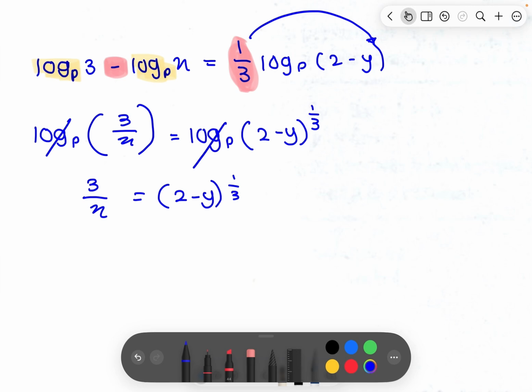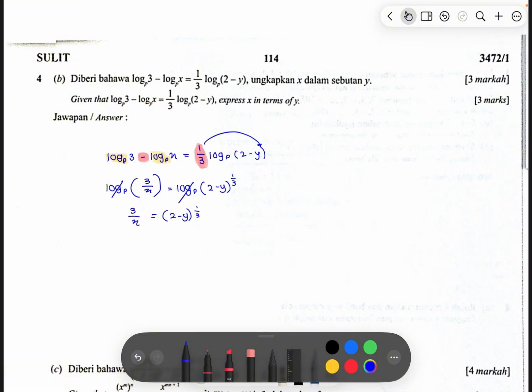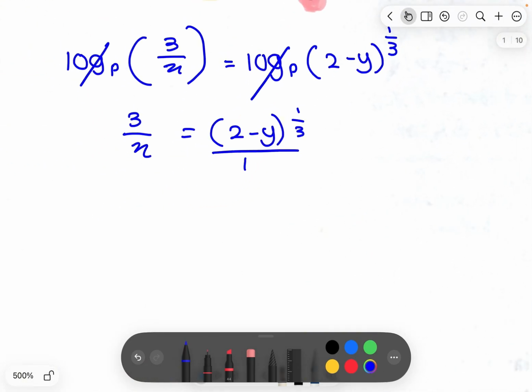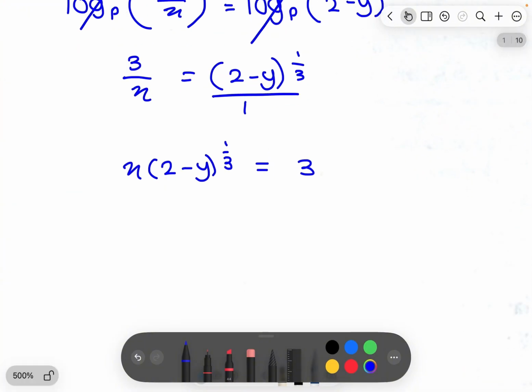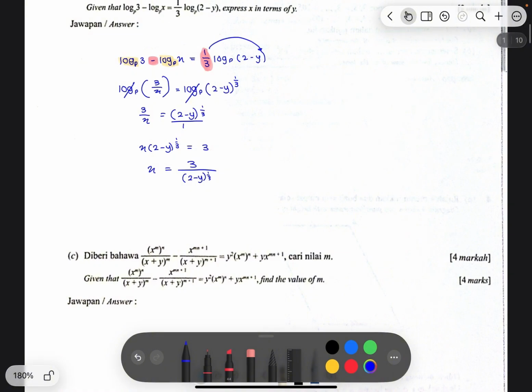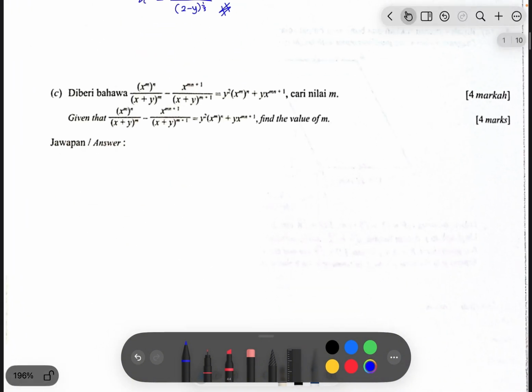Okay, so what does the question want? They want us to express x in terms of y. So basically we just have to form an equation. We know that this is 1, so we have x bracket 2 minus y over 3 equals 3, so x is equal to 3 over 2 minus y power of 1 over 3. You can either put it in another form or just leave it like this, but I'm just going to leave it like this. Okay, next.